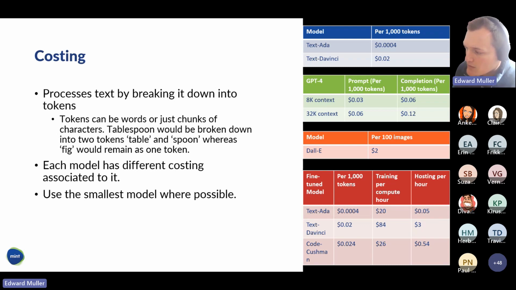And then the fine-tune model. If you are going to run a model on your own data, fine-tune it for your specific requirements, you still have the per token costs, but you also have training per compute hour. So the longer that the training takes on your data, the more you will pay for it. In addition, there are also hosting costs that you need to consider. Again, there's quite a significant difference between the DaVinci, which is the biggest, and the smaller Ada model that you need to consider.